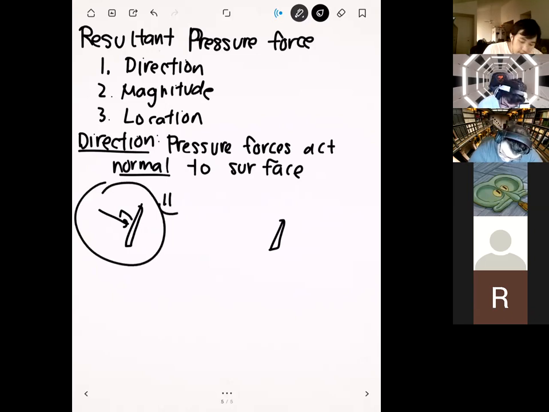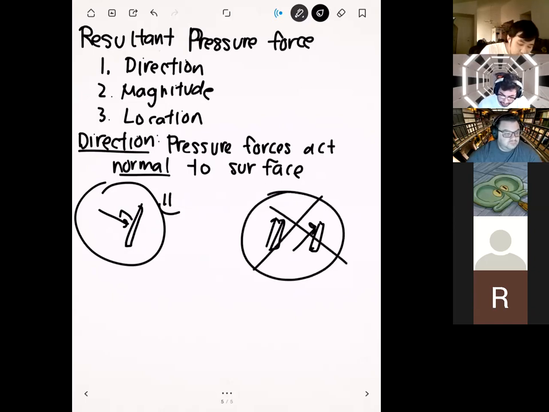Okay, so we can draw a smiley face. What a pressure force won't do is act parallel to the surface. It won't act oblique to the surface. There's going to be no component of the force that's parallel to the surface. So for these, we'll draw an X and a frowny face because it's wrong. Direction is pretty simple, and it's something we've been implicitly assuming up to this time, but it's worth saying explicitly that the pressure force is always going to be normal to that surface.